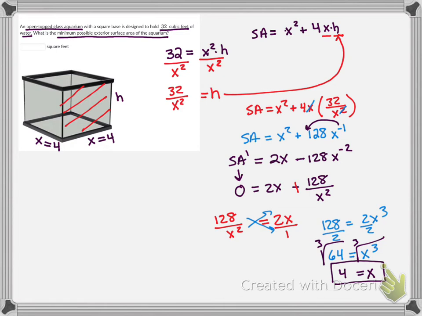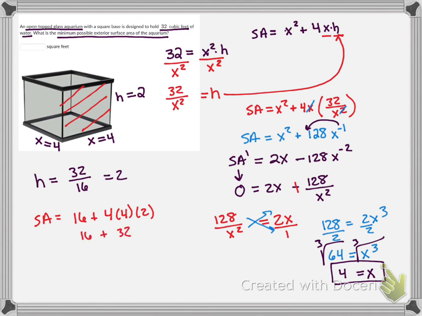What do they want? What is the minimum possible surface area? So now we're going to have to use both of these equations. h equals 32 over x squared. Well, x squared was 16. 32 divided by 16 is 2. So that's 2. And our surface area, that's the minimum, will be 4 squared is 16, plus 4 times 4 times 2. Here's 32. I'm terrible at arithmetic, but let's see if I can get this one right. 48.